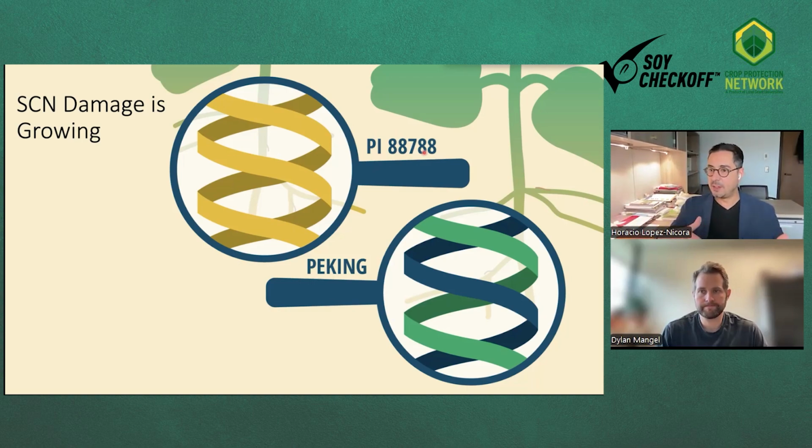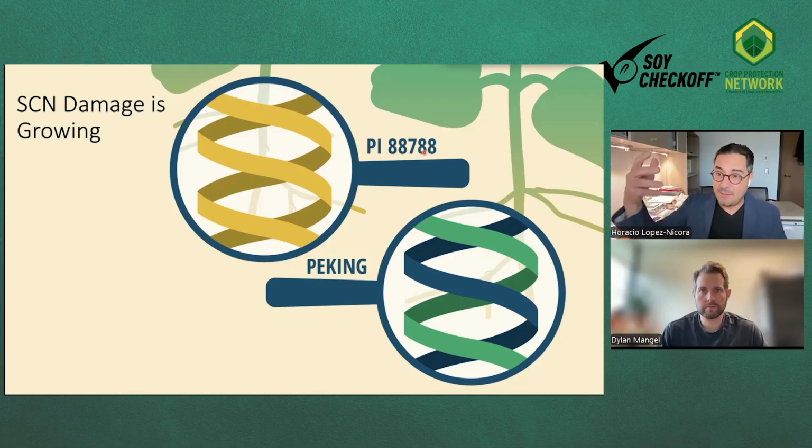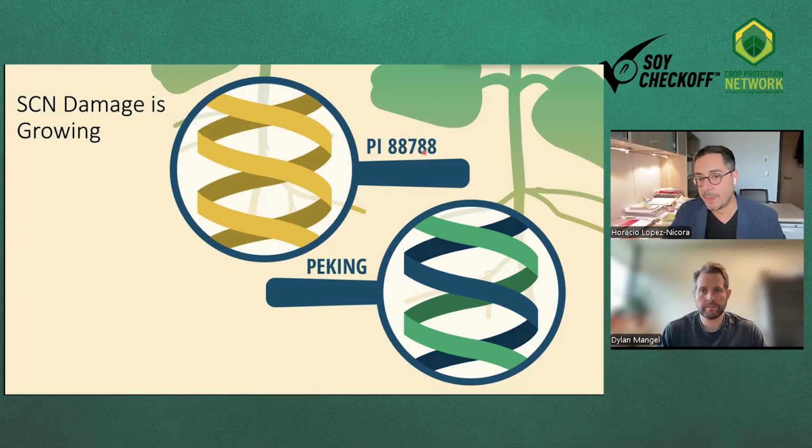And we have a name for this. We call this female index. And it's really important for us to use this female index to understand that population is reproducing at such a level on this source of resistance that it's not effective anymore. I need to rotate. I need to switch to a different resistance source.